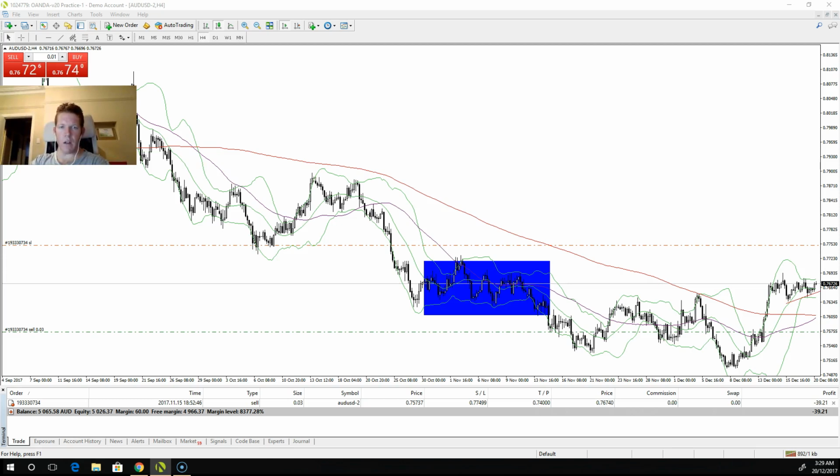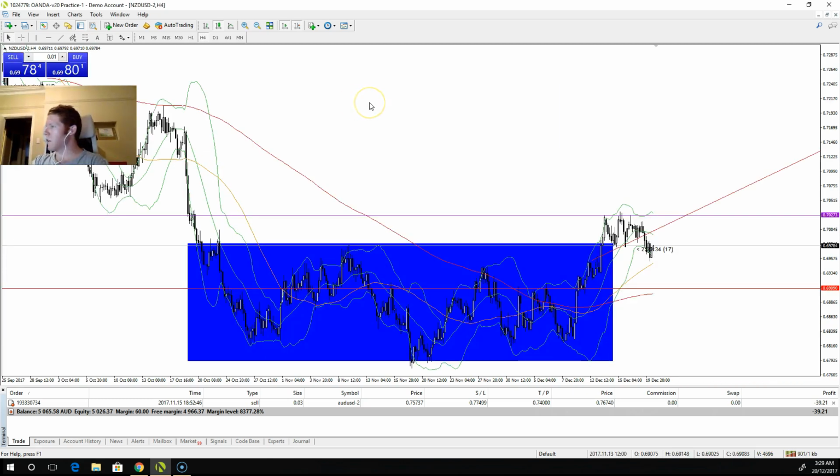Let's have a look at the New Zealand dollar. And then Mr. Connor, my trading buddy, he has pointed a few things out. So I drew this trend line in and it's collapsed as well. So that's a big no trade. So kind of had a few things.